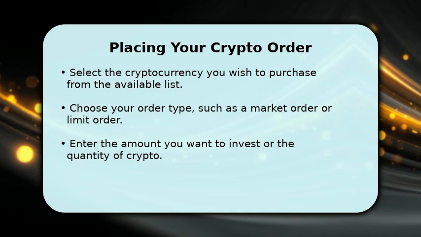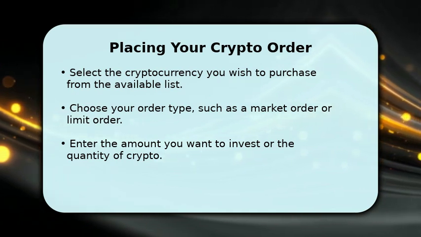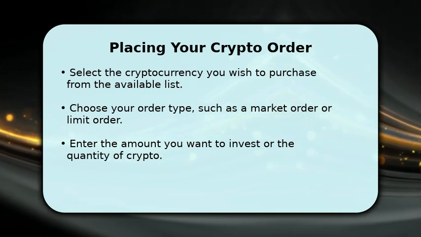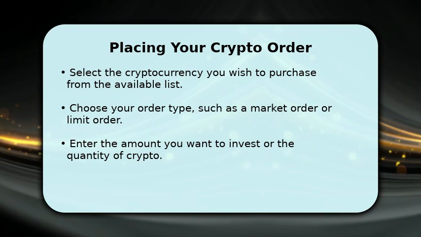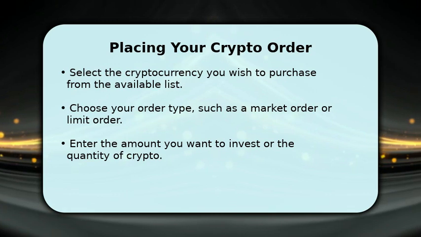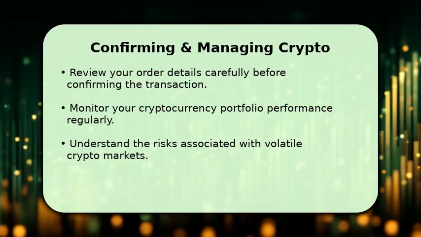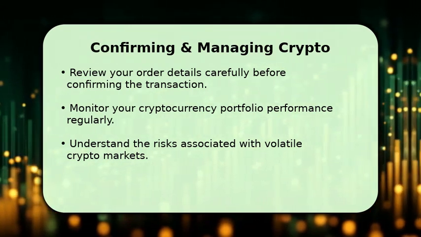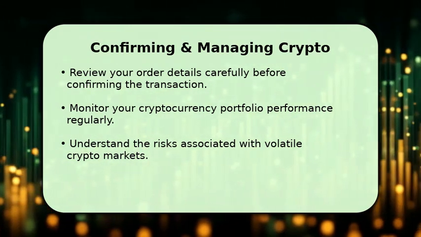A market order executes immediately at the current price, while a limit order allows you to set a specific price. Finally, enter the dollar amount you want to invest or the exact quantity of crypto you wish to acquire. Before finalizing your purchase, carefully review all the order details to ensure everything is correct. Once confirmed, your order will be placed.